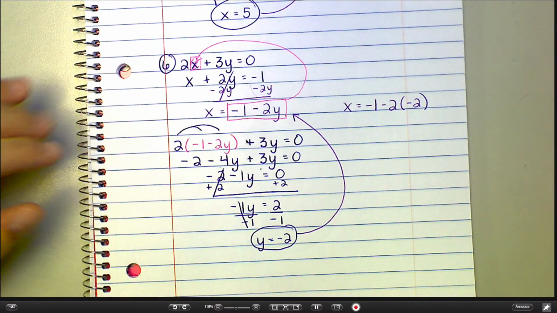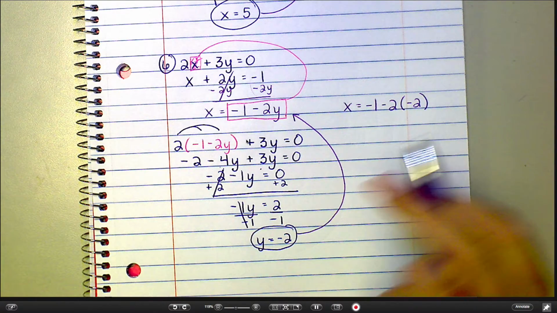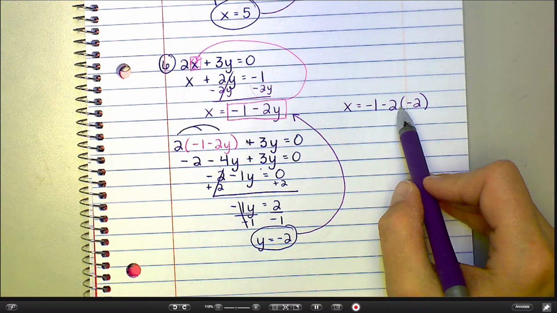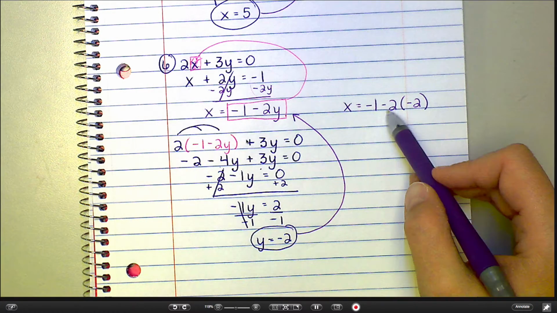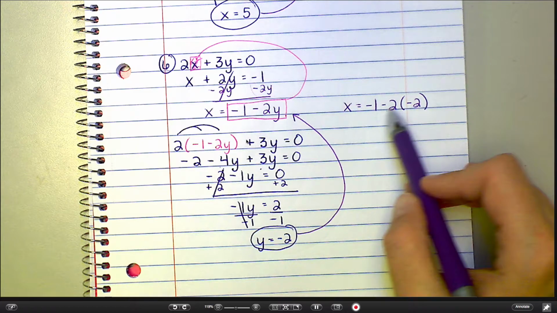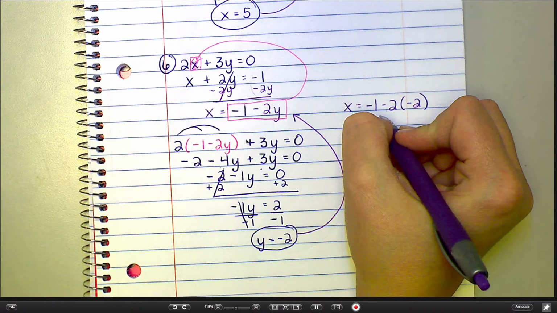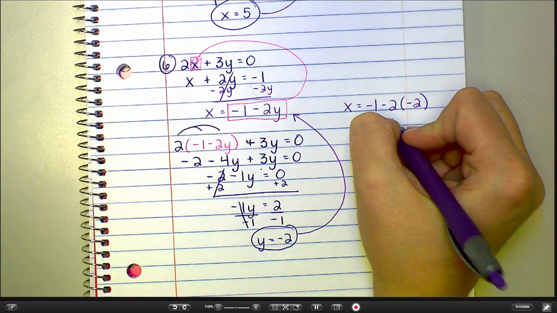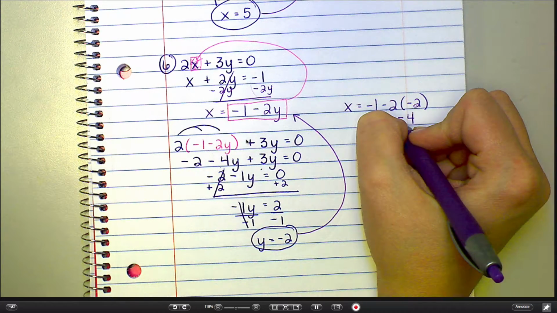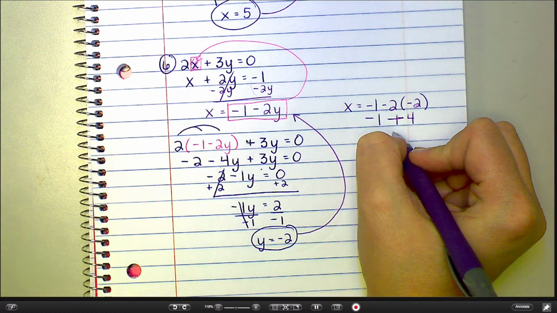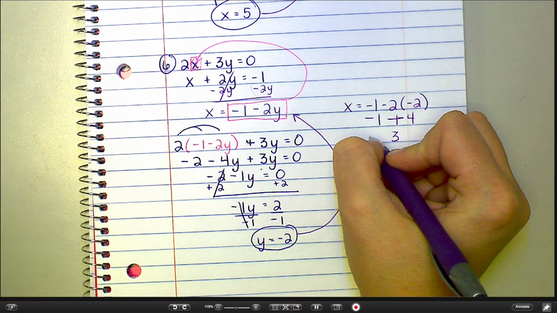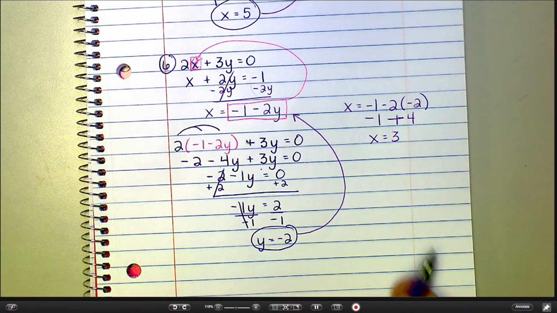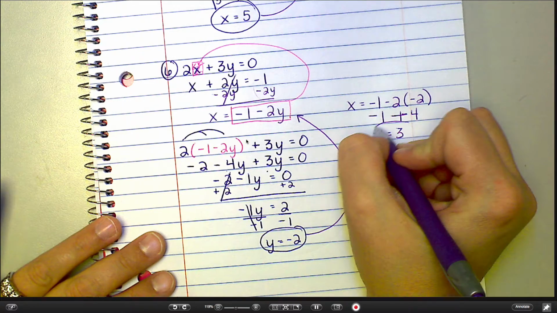And be careful with this. There's no shame in putting that into your calculator. There's a lot of negatives floating around here. This is 2 times negative 2 is really negative 4. So this really says negative 1 minus negative 4, which is really negative 1 plus 4, which is actually 3. Okay, so my x value is 3. But again, if you don't believe me on that 3, type it in a calculator.